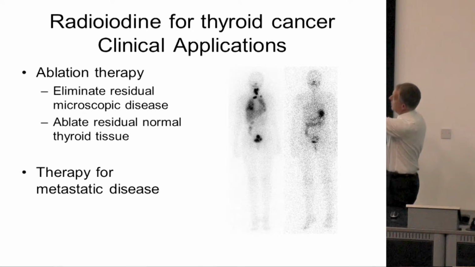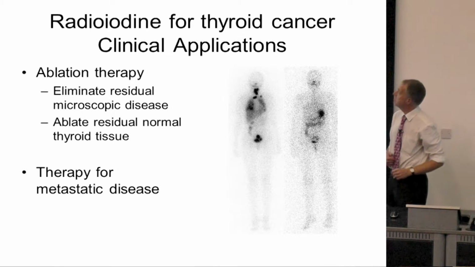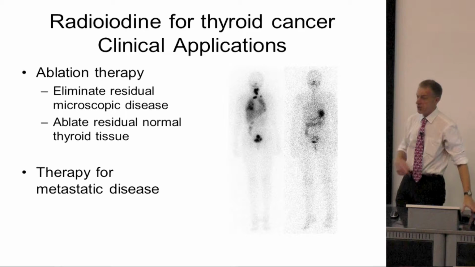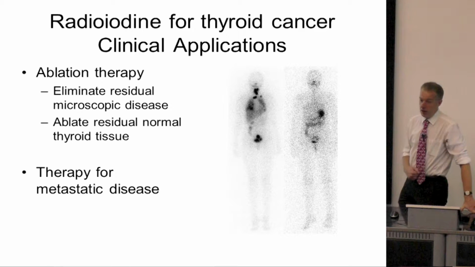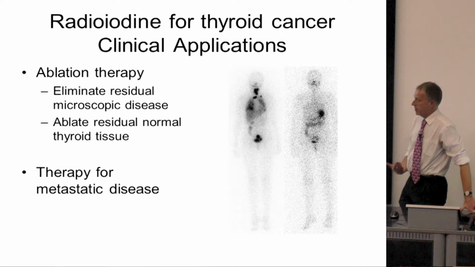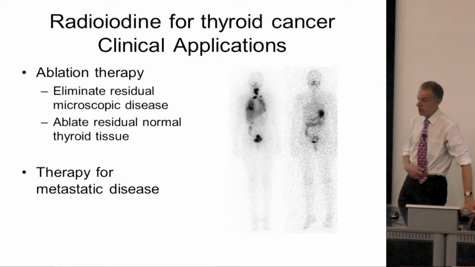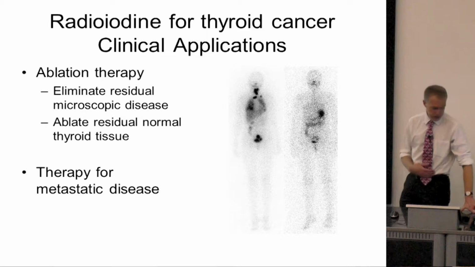But if you look on the other side, you can see in the neck there's a great big blob, which is probably normal thyroid remnant, but also in the lung on the patient's right. You can't see it terribly well there, but there are some lung metastases that have taken up iodine. We know, particularly in young patients with thyroid cancer that has spread to the lungs, radioiodine treatment can actually be completely curative, and often these people do go on to live a normal life. So it's a very effective treatment in that situation.